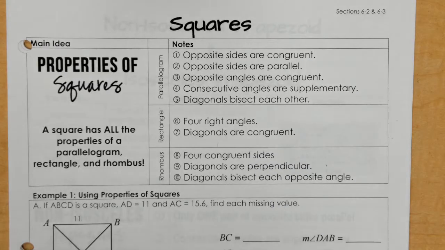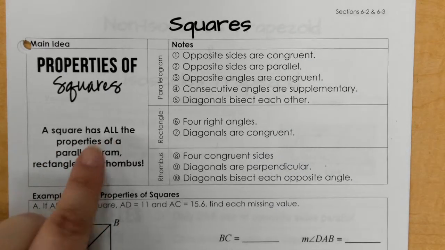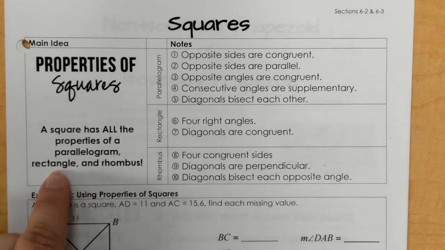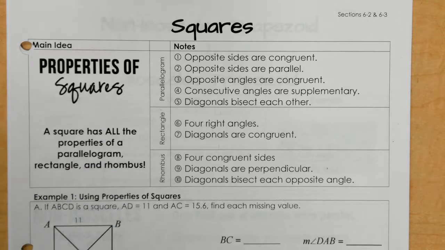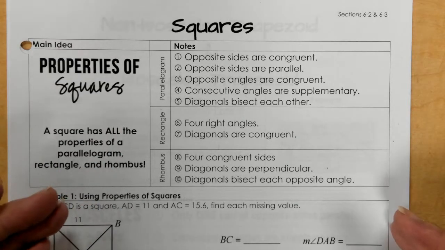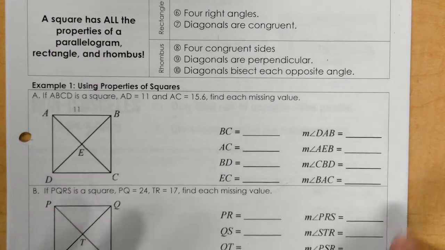For the properties of squares, it says a square has all the properties of a parallelogram, rectangle, and rhombus. So pretty much everything you have learned so far is being put all together here. Okay, so let's start with the first problem and compare what we need to know.